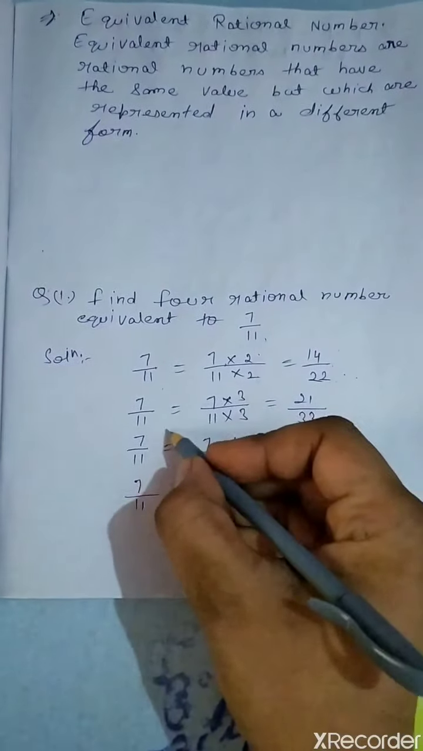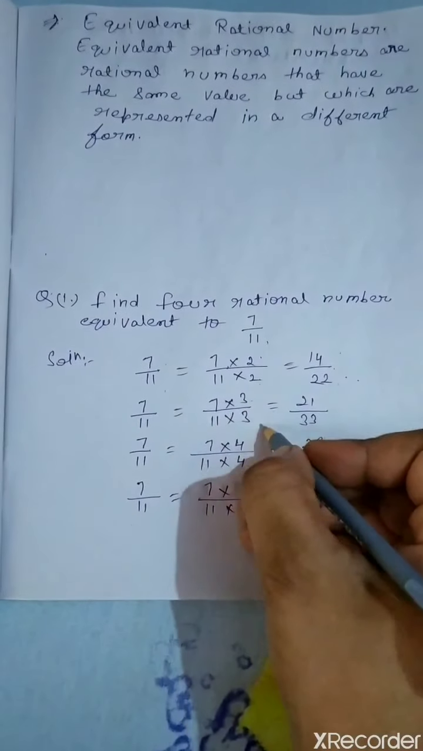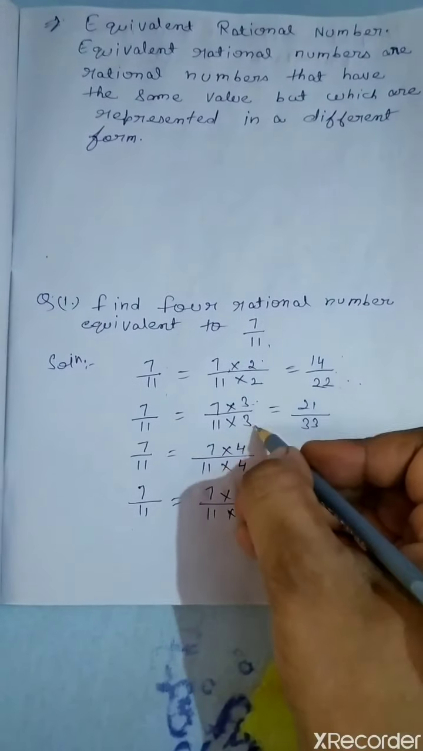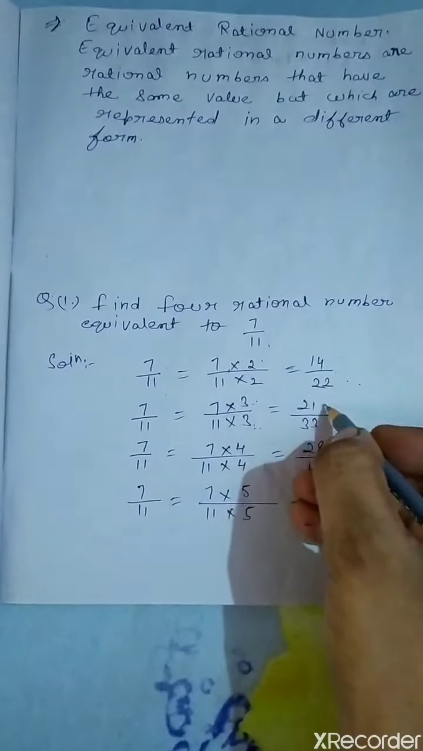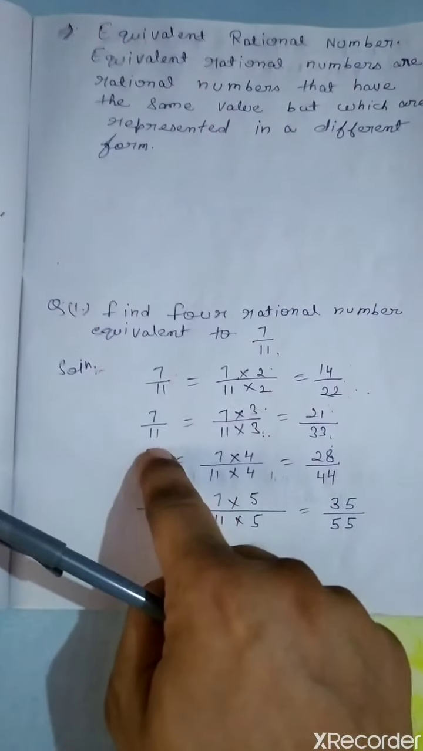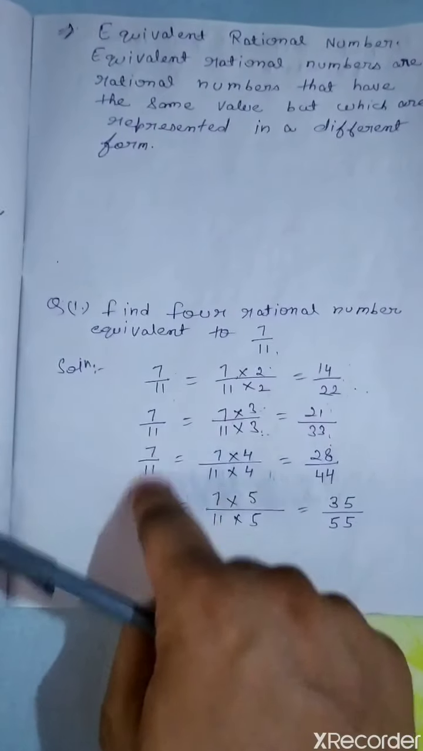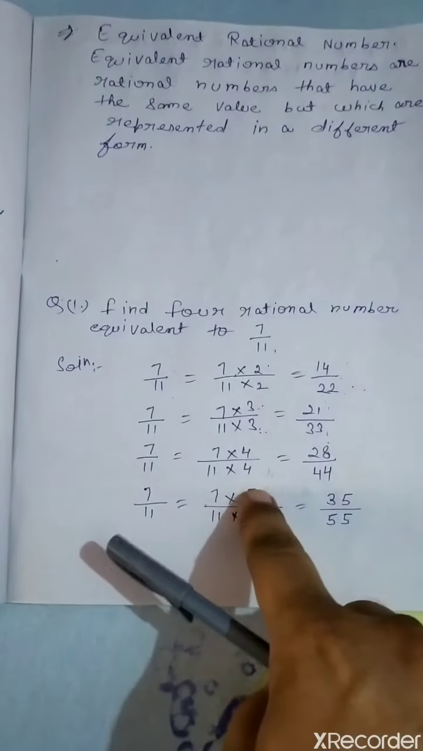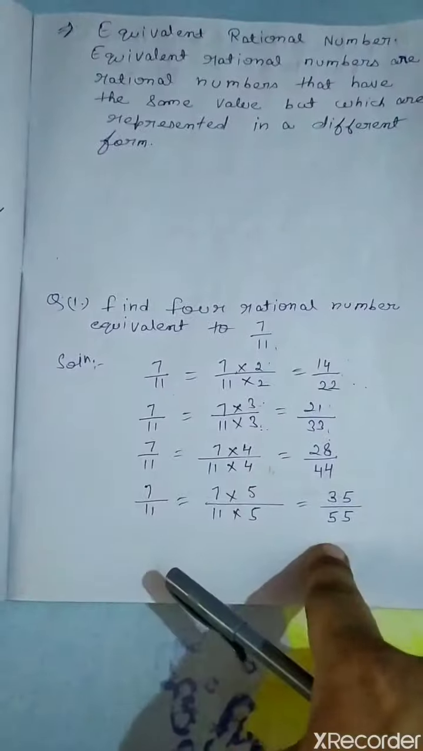Now 7 by 11, then 7 into 3 and 11 into 3. Here the numerator and denominator are multiplied by 3. So you get 21 by 33. So 21 by 33 and 7 by 11 are equivalent rational numbers. Similarly, 2 more numbers you can find by multiplying with 4 and 5.